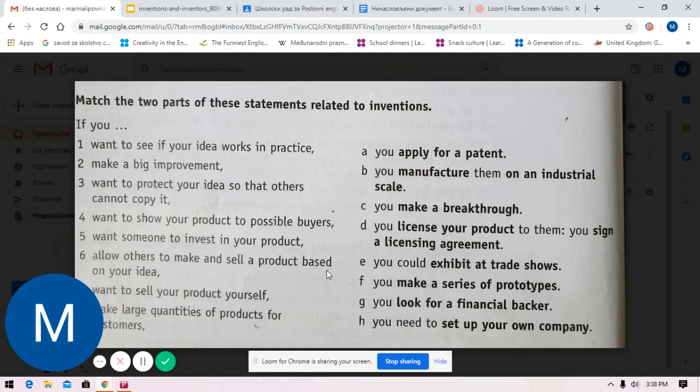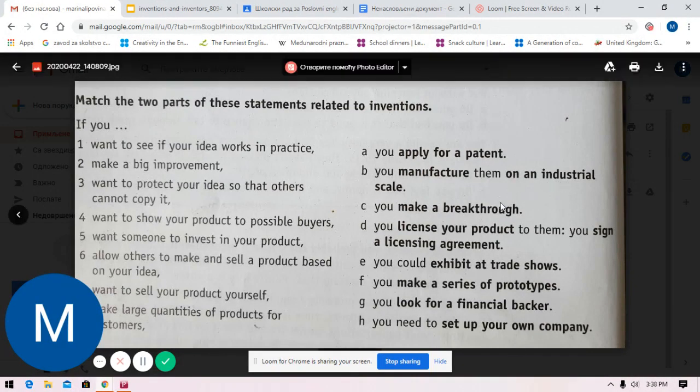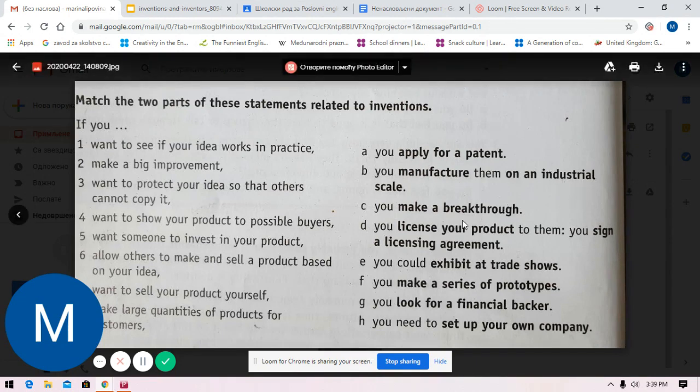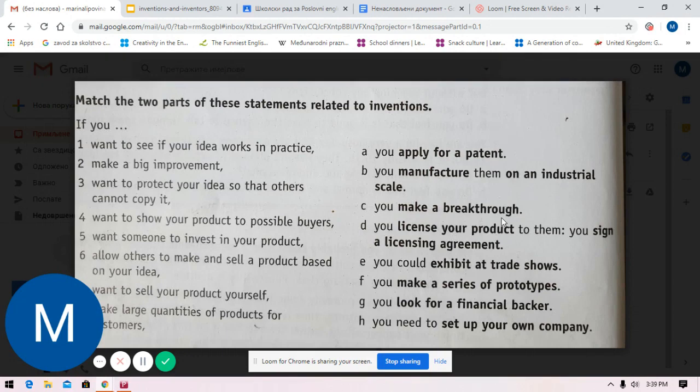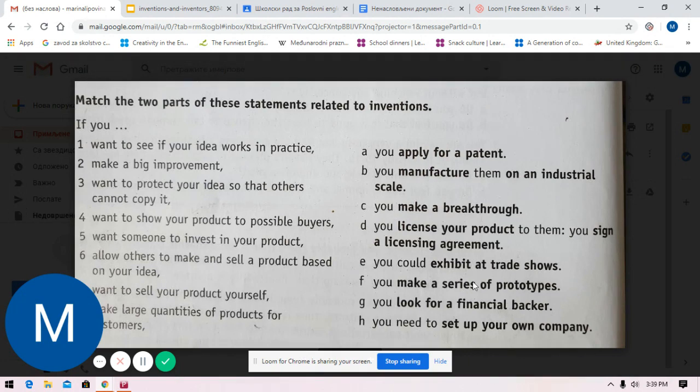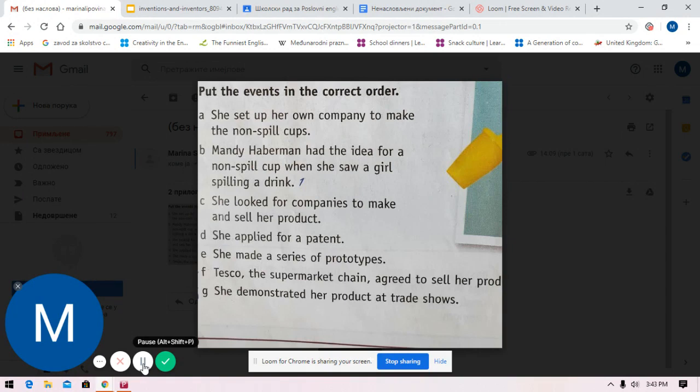And the last sentence for today is number 8. If you want to make large quantities of products for customers, then the idea that is left is you manufacture them on an industrial scale. These are the expressions that you should learn. Apply for a patent, manufacture on an industrial scale, make a breakthrough, license your product or sign a licensing agreement, then exhibit at trade shows, make a series of prototypes, look for a financial backer, and set up your own company. Okay. Now we are moving to the listening part.